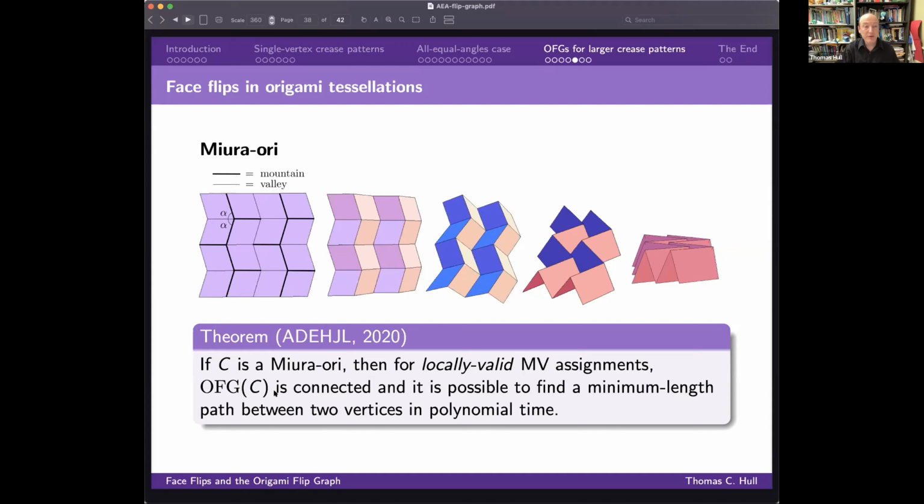Okay, but still we can prove that we can take the Miura Ori and flip it to any other locally valid mountain valley assignment, which is useful. That meant that the work I was doing with the physicists back in 2014 means that we won't necessarily get into dead ends. There aren't things that we can't get to by face flipping. We can get to every, at least locally valid, mountain valley assignment.